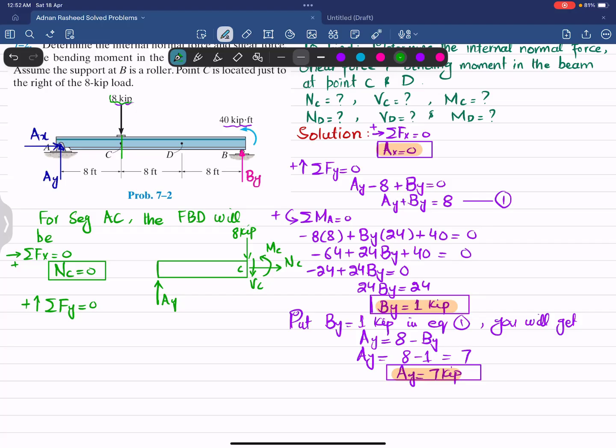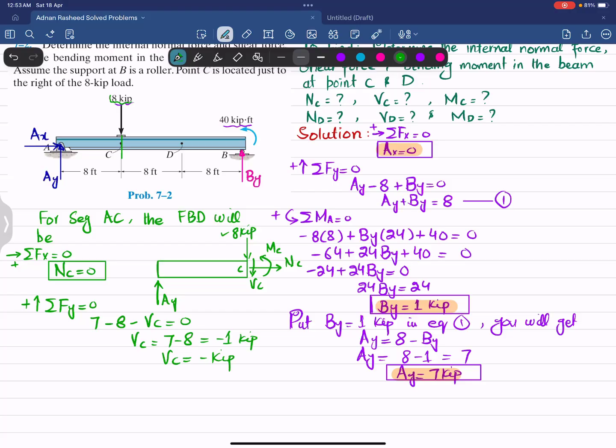So the first force is Ay, which is 7 kips. So 7 kip, that is upward. This minus 8 kip, which is downward, minus VC is equal to 0. So it means that VC is equal to 7 minus 8, which is equal to minus 1 kip. So I can write VC is equal to minus 1 kip.